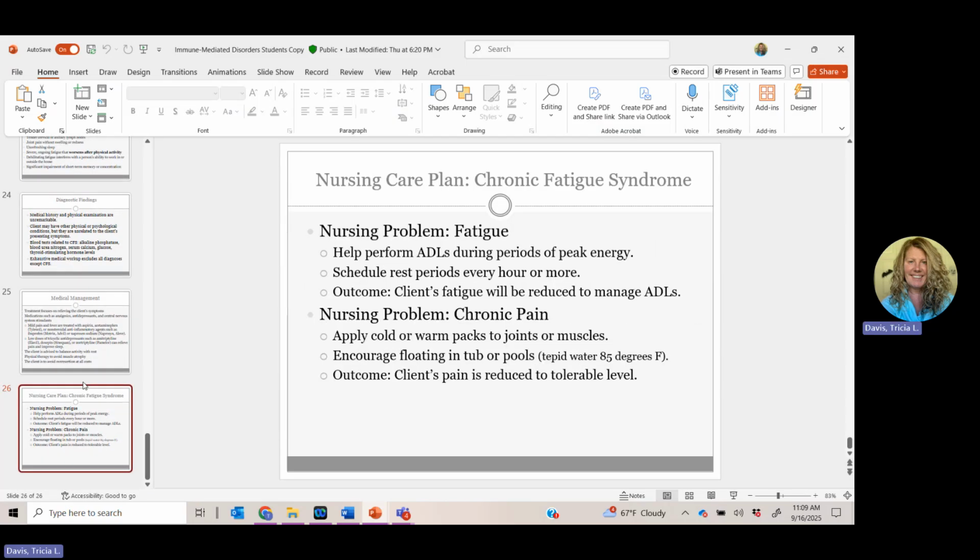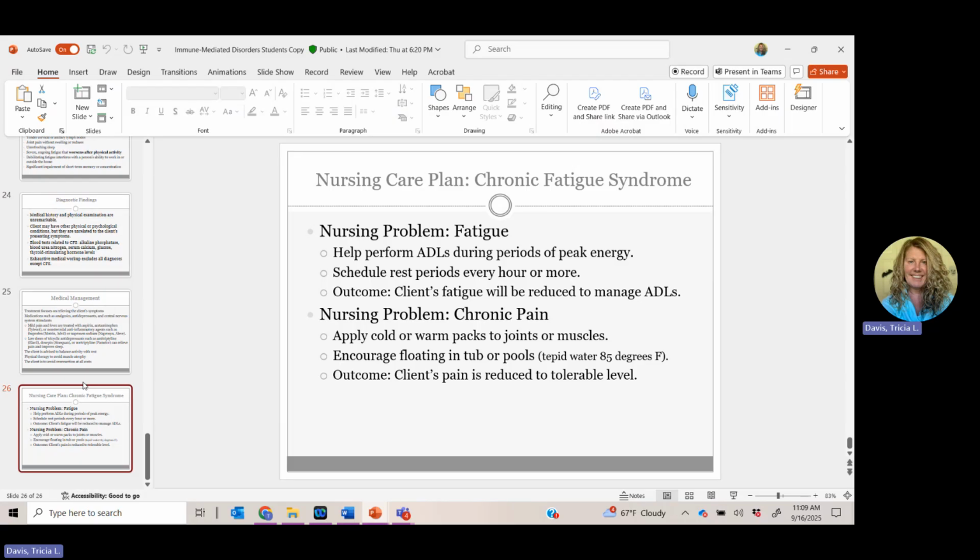All right, so nursing care plans. So related to fatigue, they might need some help to perform their activities of daily living. We should schedule rest periods every hour or more, okay? And then the outcome for these patients would be that we would expect that their fatigue will be reduced so that they're able to now participate and manage some of their activities of daily living.